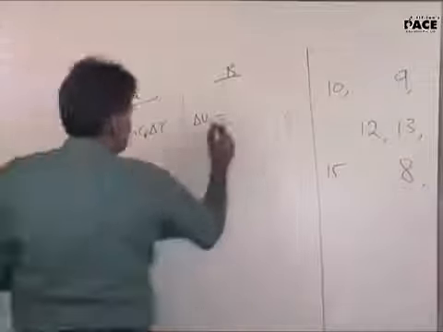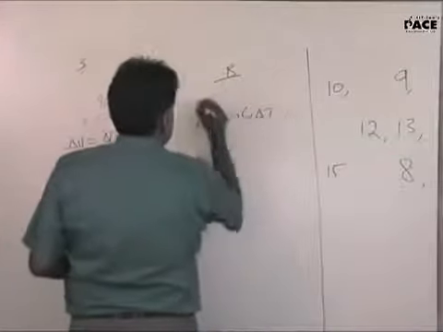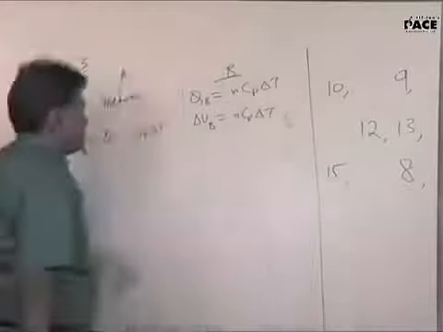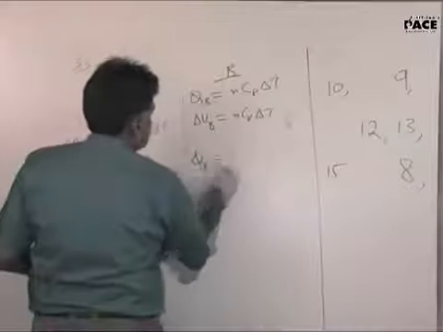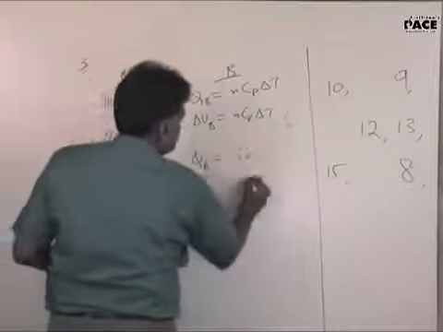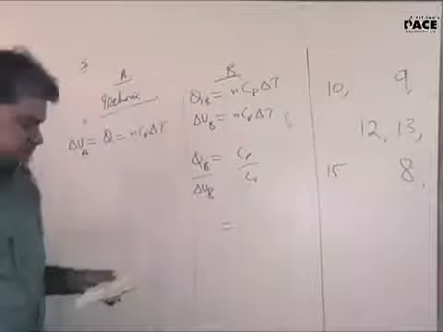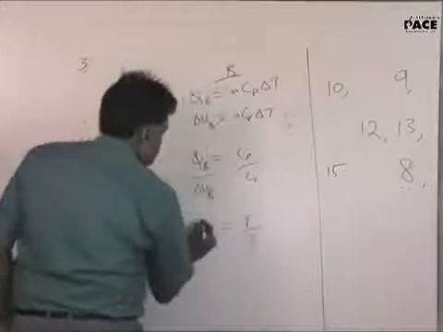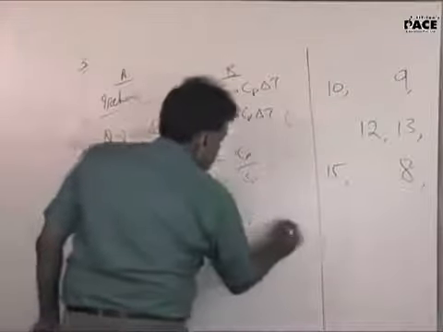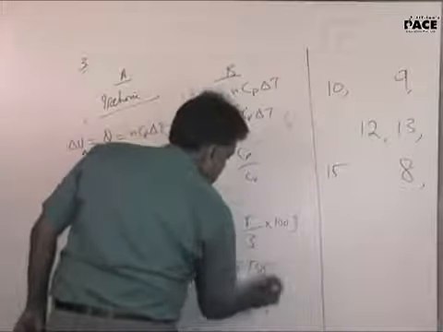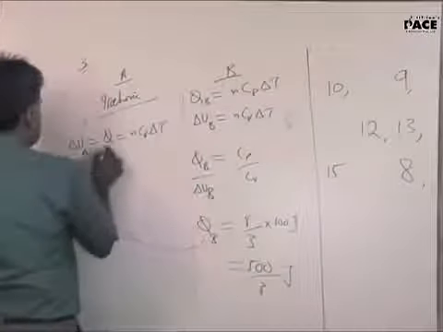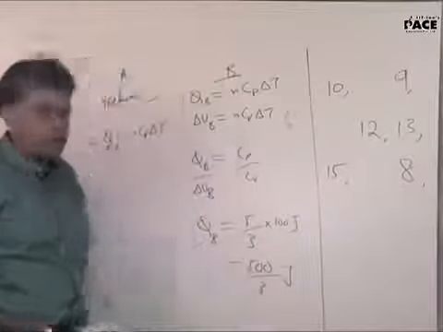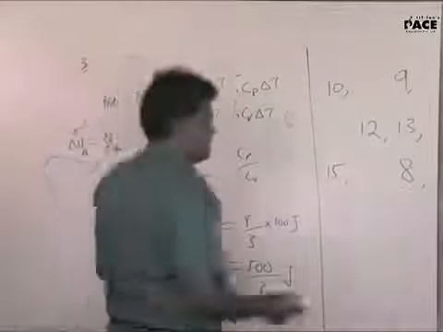So delta UB is nCV delta T and QB is nCP delta T. So what do you get QB as? QB will be CP by CV. What is CP by CV for monoatomic gas? That's 5 by 3. So Q equals this into 100 joules, that is given. So 500 by 3 joules. And delta QB happens to be QA and that happens to be delta UA. So that will also have the same answer, 500 by 3 joules. Is that okay?